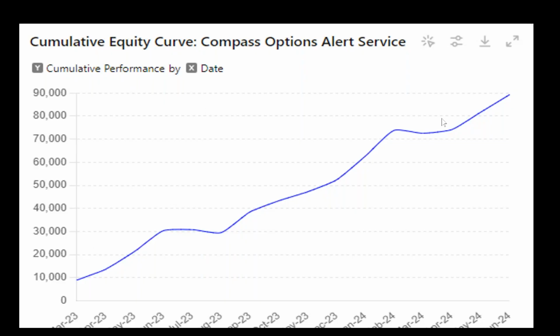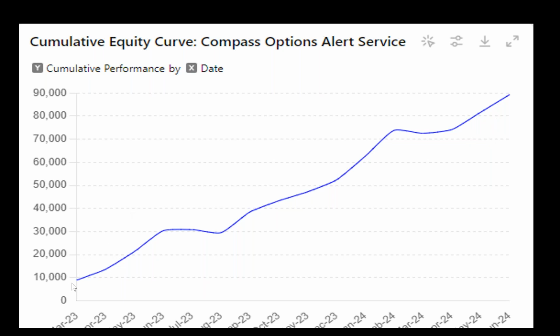This is just a quick equity curve. I really have to take time to do another one. This was the alert service from March of '23 to May of '24. This is almost a year old now, but the graphics on the new one would look just about exactly the same.